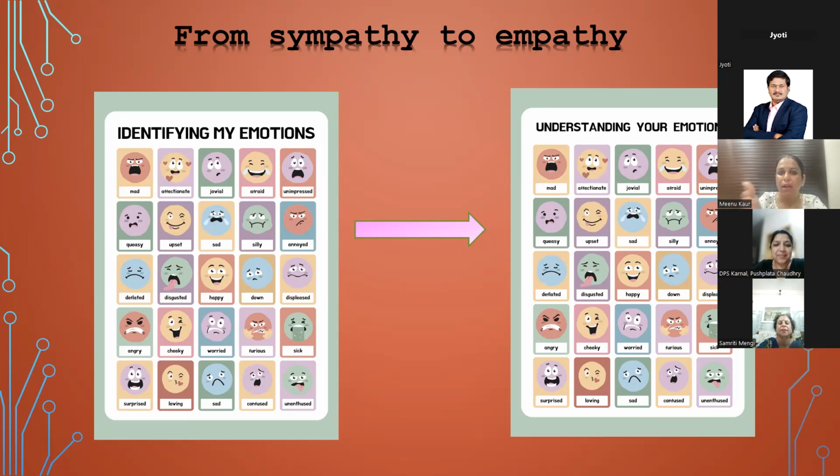So when we take a leap from being sympathetic to empathetic, the key is first identifying, naming, and understanding the core element, emotions. This is the crux of all what we have been discussing so far. Can we move to the next slide, please, sir?